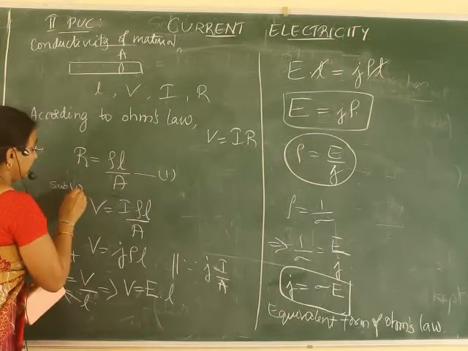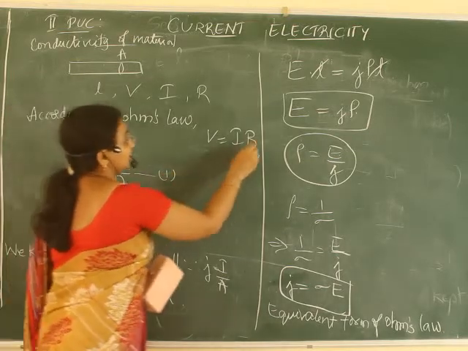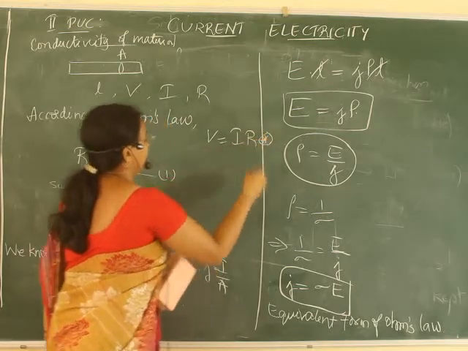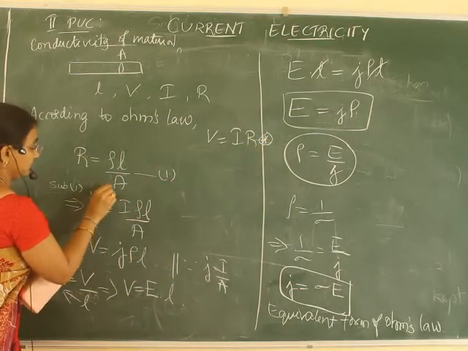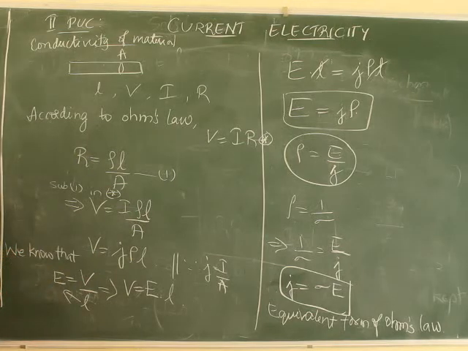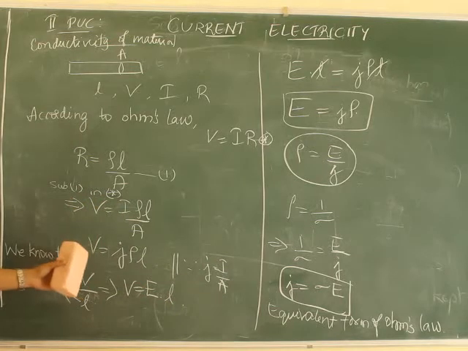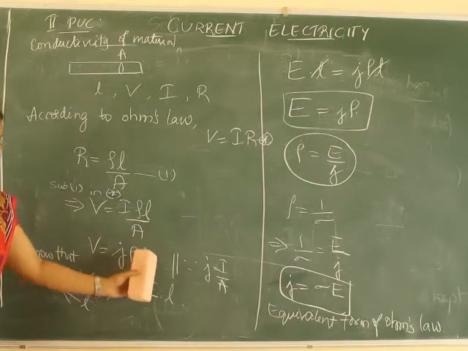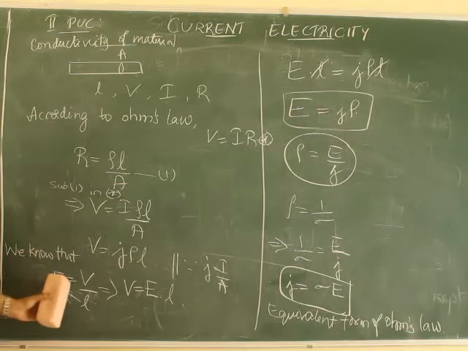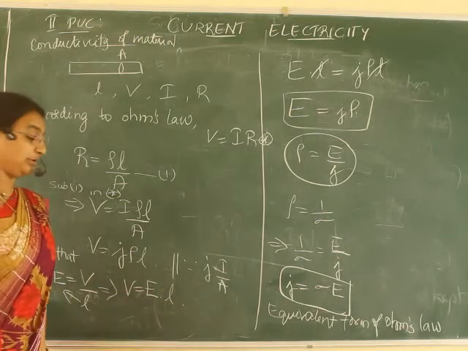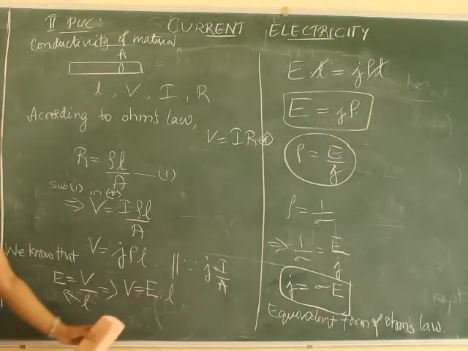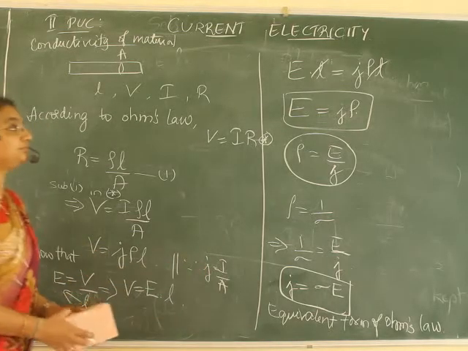Substitute 1 in star. I'll put this as star. We get V is equal to I rho L by A. Since J is equal to I by A, that is current density, we can write V is equal to J rho L. We know that E is equal to V by L. Therefore, we can write V is equal to E into L, where E is nothing but electric field.